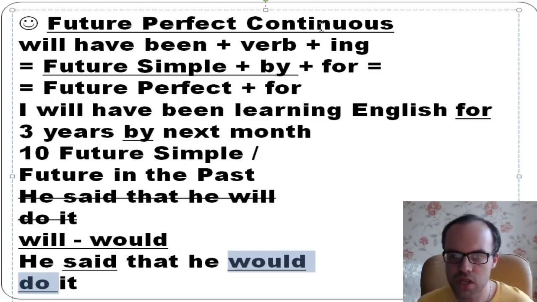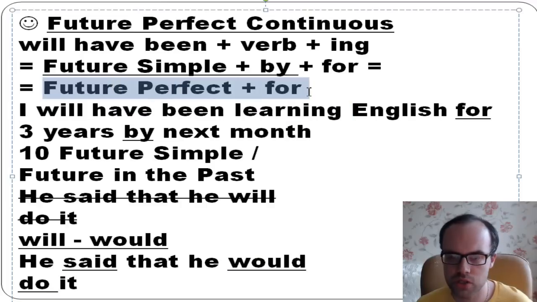So you see that future perfect continuous is will have been plus verb plus ing, or in other words, it's future simple plus by and for. And what is future simple plus by? It's future perfect, or future perfect plus for. You can look at the following example. I will have been learning English for 3 years by next month.